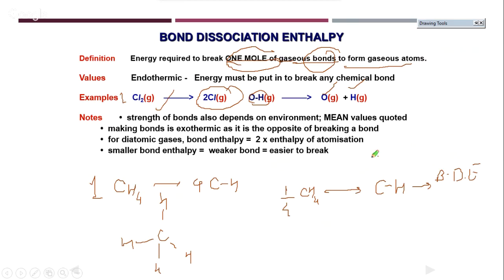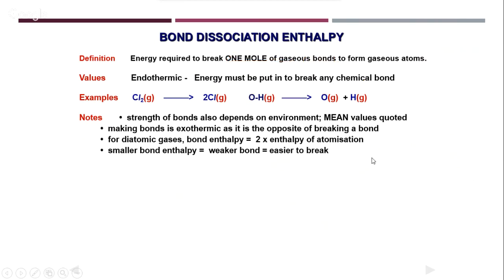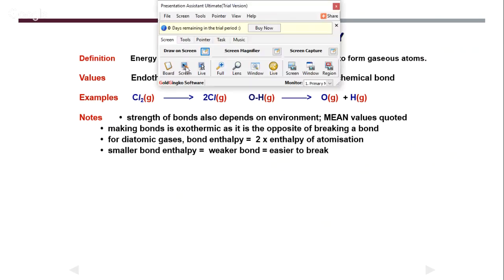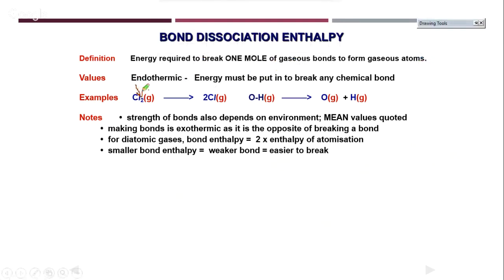Okay. Now, bond dissociation energy is most of the time, in fact all the time, you'll find that it is an endothermic process because you'll need energy to break the bond. So you'll have to give energy to break a bond. So bond dissociation enthalpies are always positive. Okay, they are always positive energies or positive delta H. Now making bonds is exothermic because it is the opposite of breaking a bond. So when you are breaking a bond, it is always endothermic.